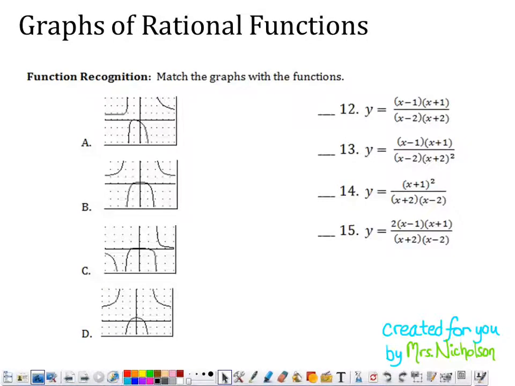All right, let's talk about graphs of rational functions. In this first set of questions, we're matching graphs with rational equations in factored form. So let's start by looking at graph A.